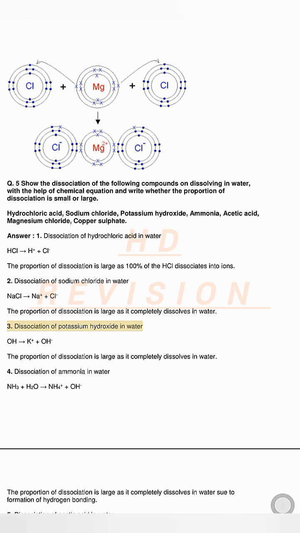3. Dissociation of potassium hydroxide in water. KOH → K+ + OH-. The proportion of dissociation is large as it completely dissolves in water. 4. Dissociation of ammonia in water. NH3 + H2O → NH4OH. The proportion of dissociation is large as it completely dissolves in water due to formation of hydrogen bonding.